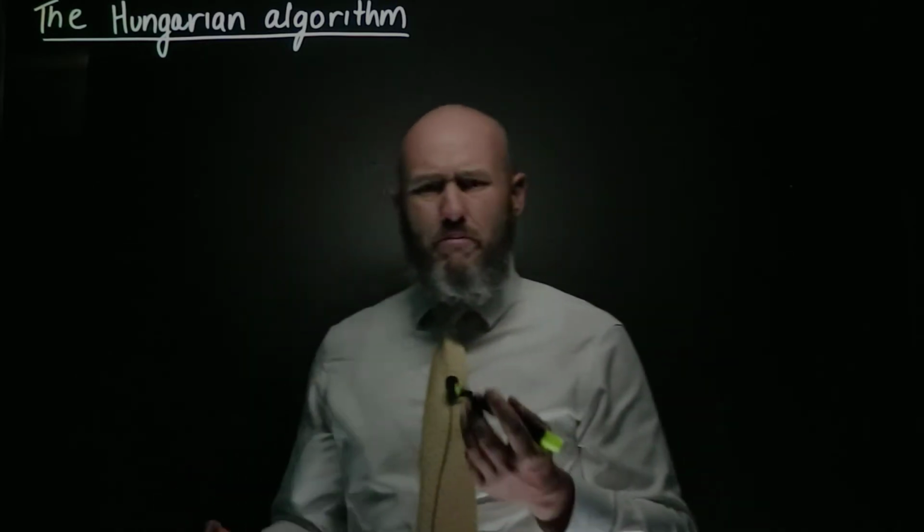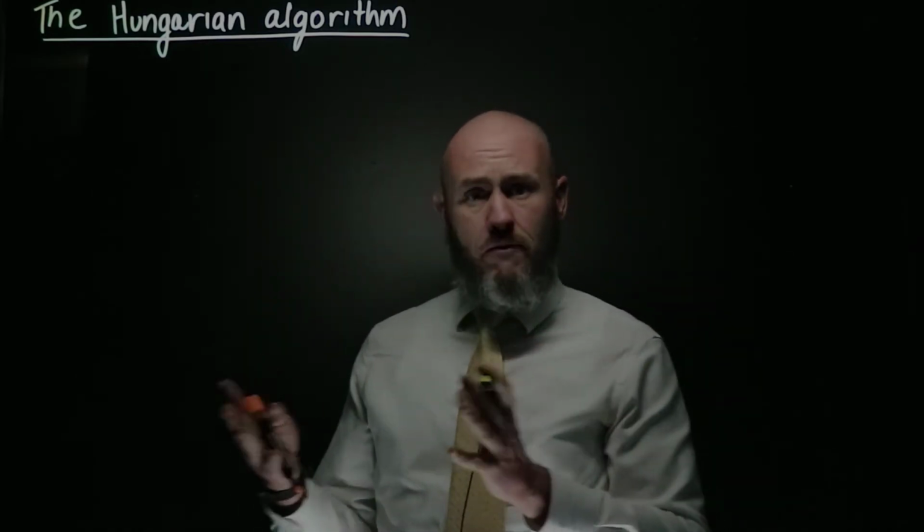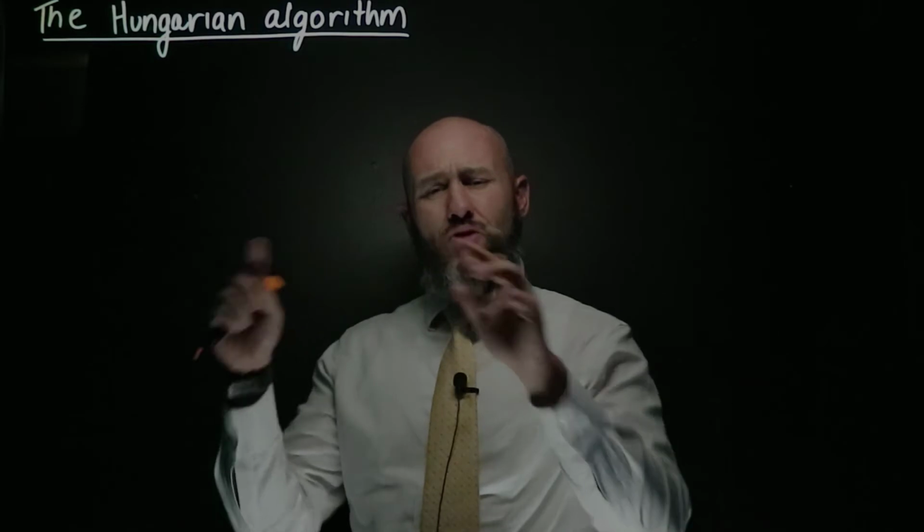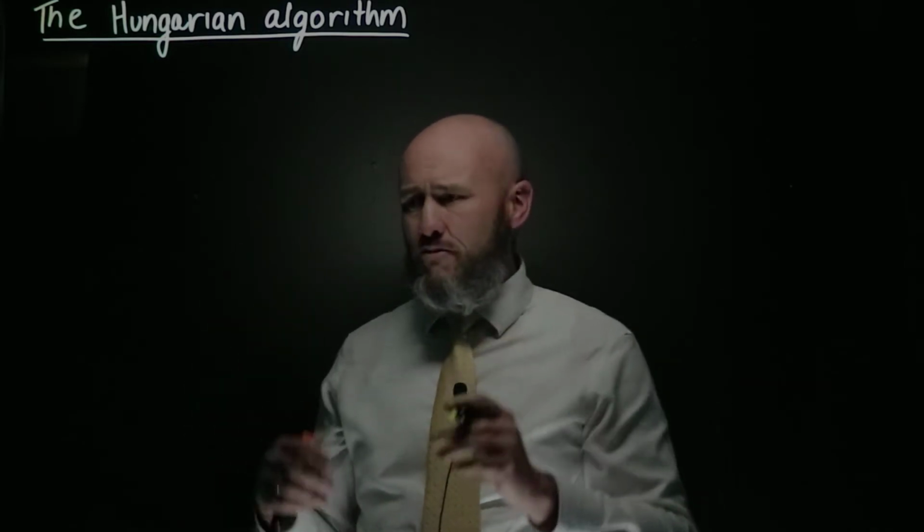So let's start with what a bipartite graph is. It's a graph like you've been learning about. The difference is that it has two sets of elements that are connected to each other but not connected within their groups. Let me show you what I mean.